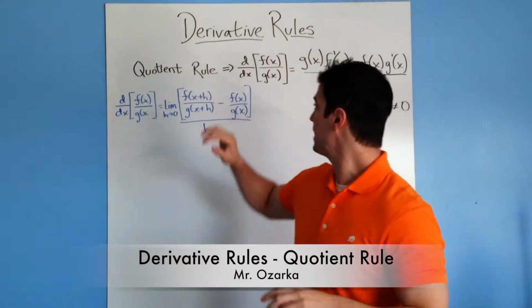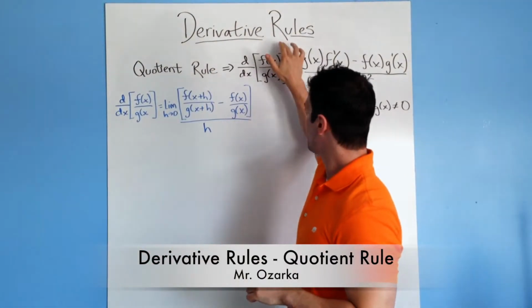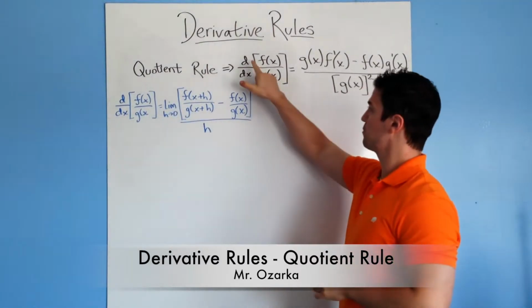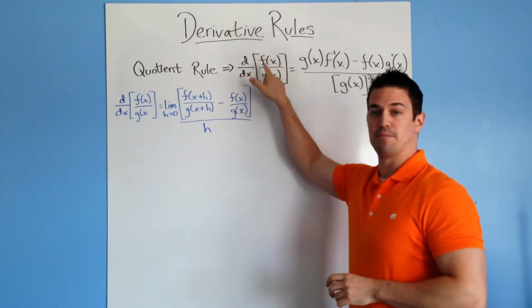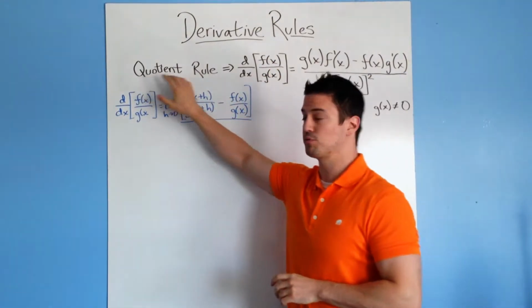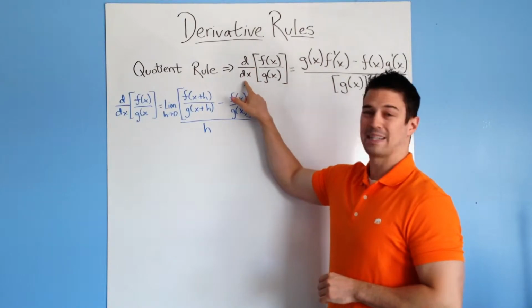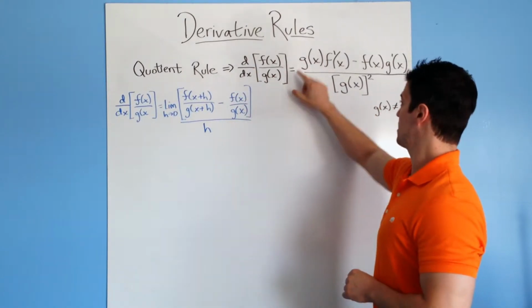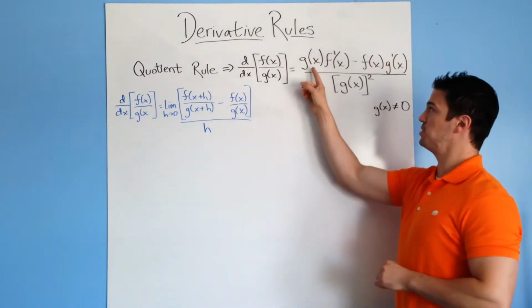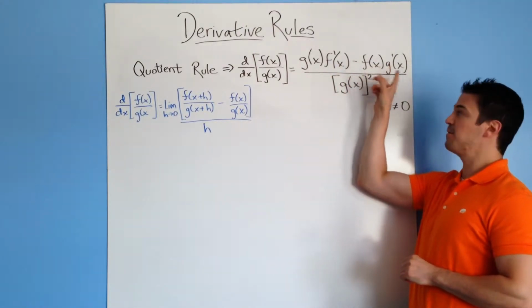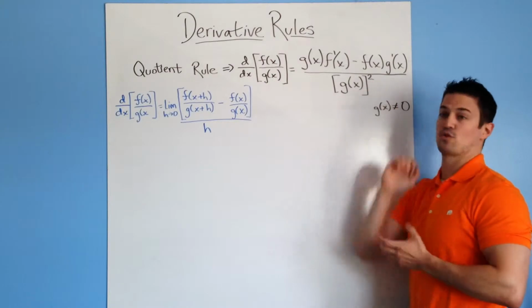Alright, so this next video is going to be about a derivative rule, in particular the quotient rule, which basically states that if you take the derivative of two functions divided by each other, that's why it's called the quotient rule, divided, so f of x divided by g of x, with respect to x, you will get this huge mess right here of g of x times f prime of x minus f of x times g prime of x, all over g of x squared.